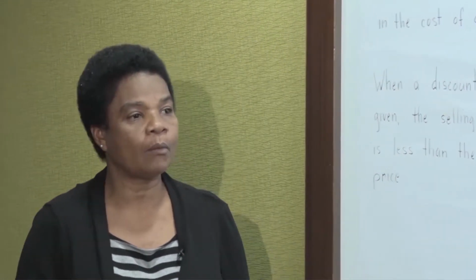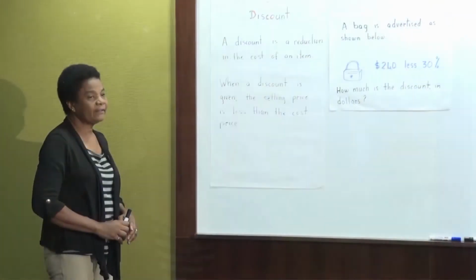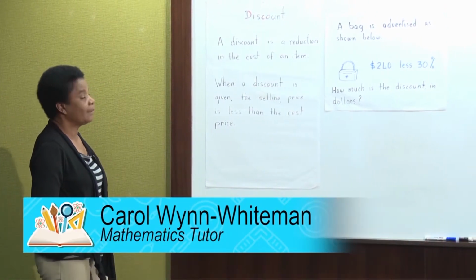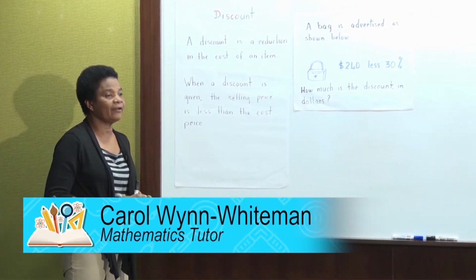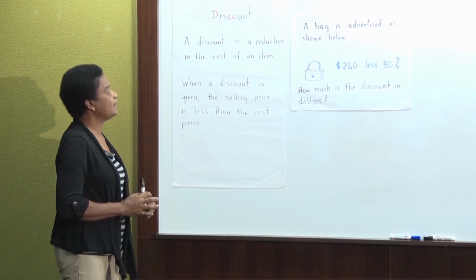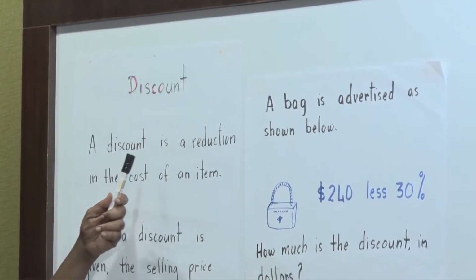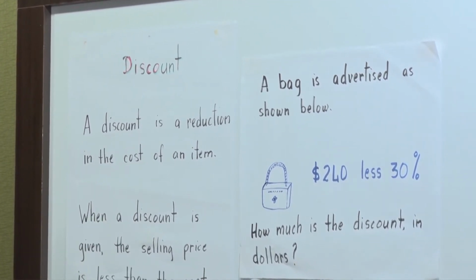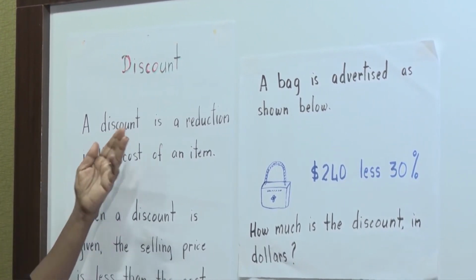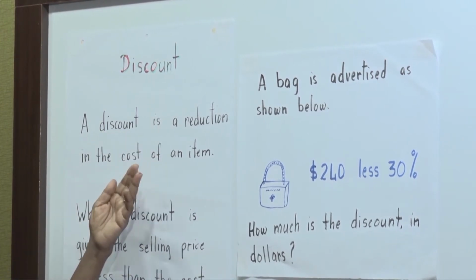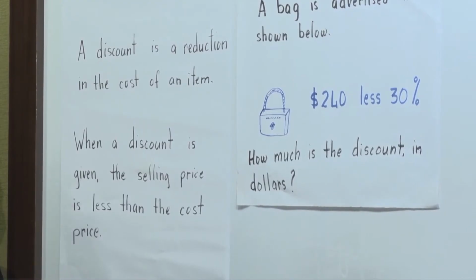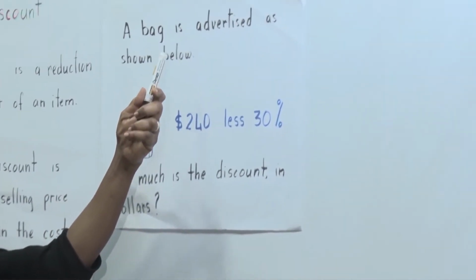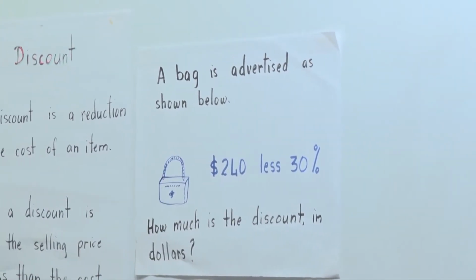Let's move on. We are moving on now to our discount. What is a discount? I'm sure you've been listening and hearing about sales and discounts. Let's see. A discount is a reduction in the cost of an item. Again, simply put, a discount is a reduction in the cost of an item. Let's go. A bag is advertised as shown below.